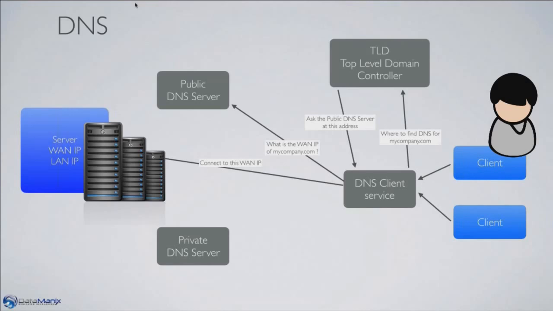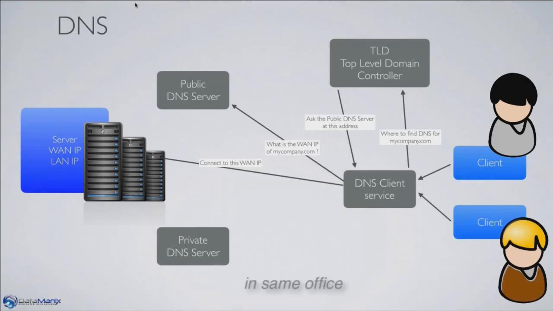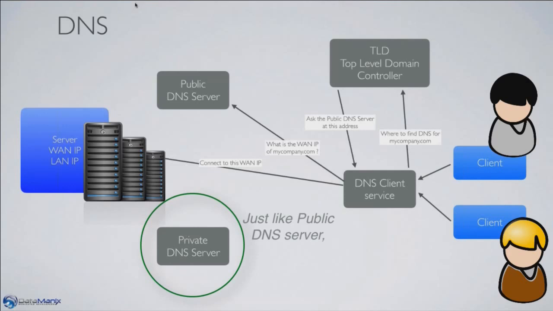Now, if you're sitting inside a local area network, let's say in an office, and you want to connect to mycompany.com, and the server is sitting inside the same local area network as the client, there can be very good reasons to set up a private DNS server, which is a DNS server just like the public DNS server, but it's a server that sits inside your local area network. Then, instead of asking the public DNS server, your DNS client service knows that mycompany.com is actually listed on the private DNS server.